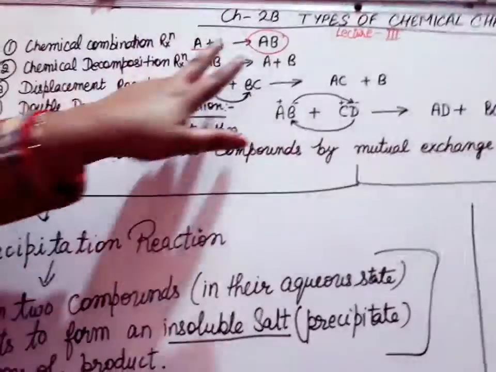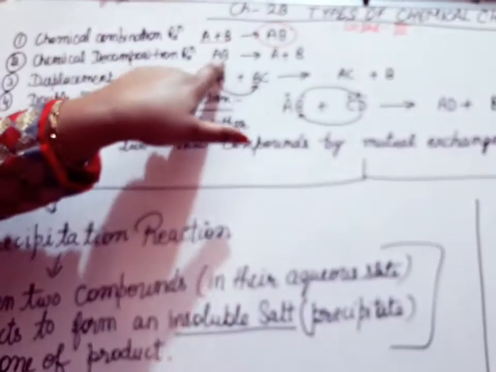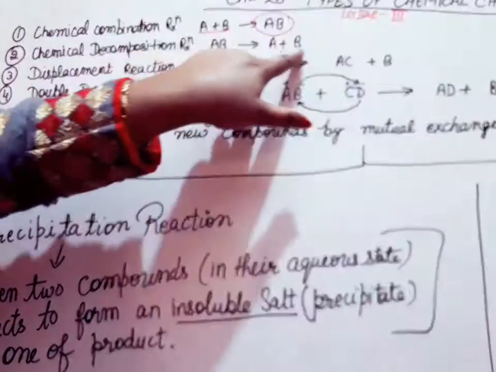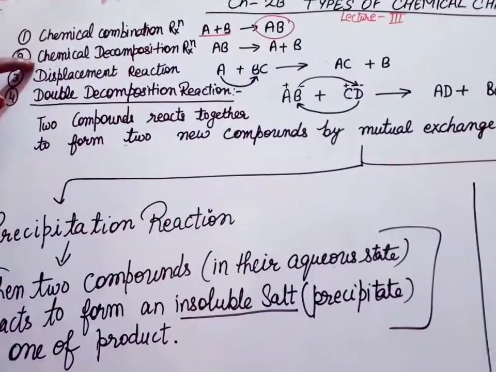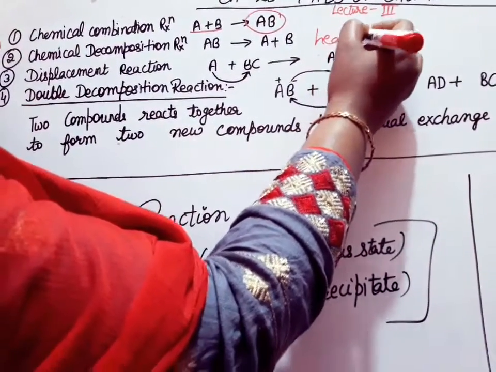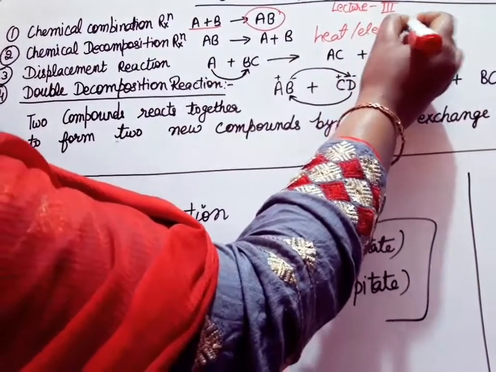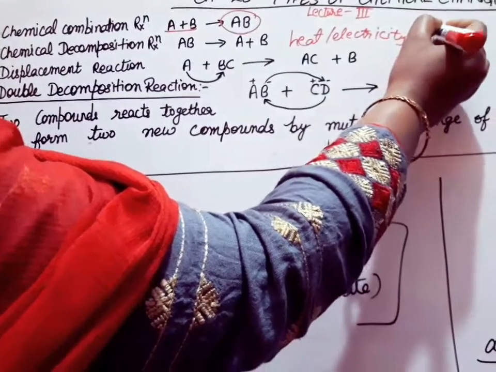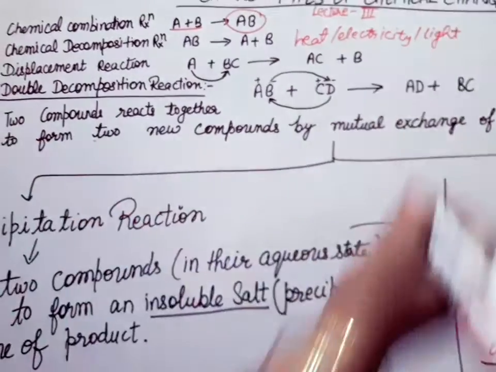Chemical decomposition is its opposite. AB breaks. Decomposed means break. So AB breaks to give two products. This is a chemical decomposition reaction, and it is brought about by heat, electric current, electricity, or with the help of light, sunlight.